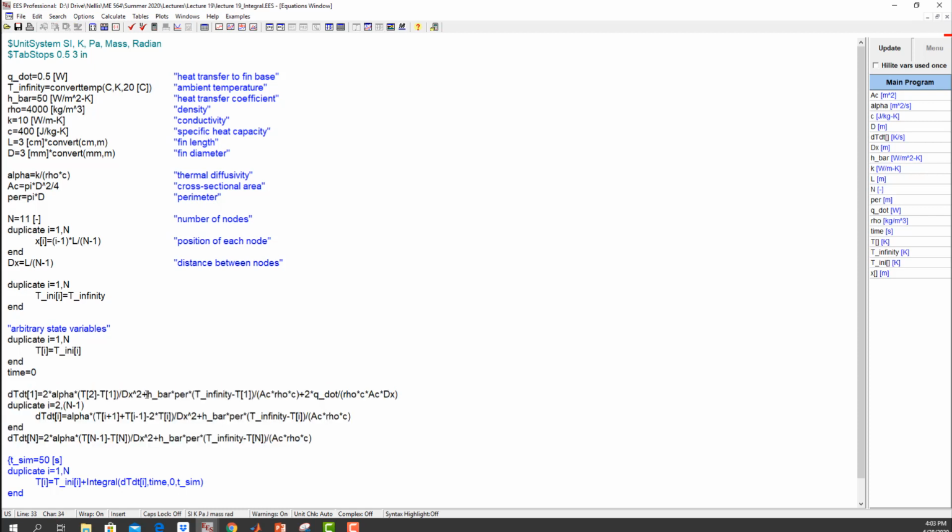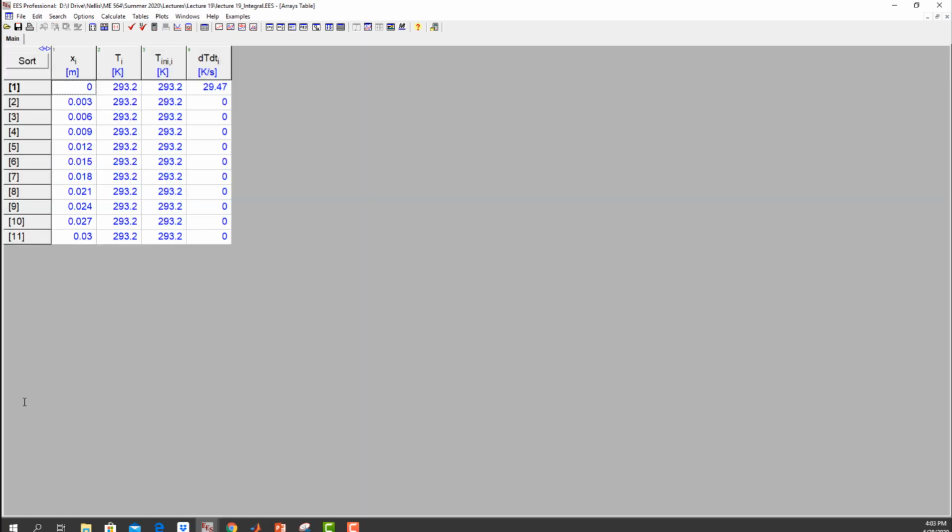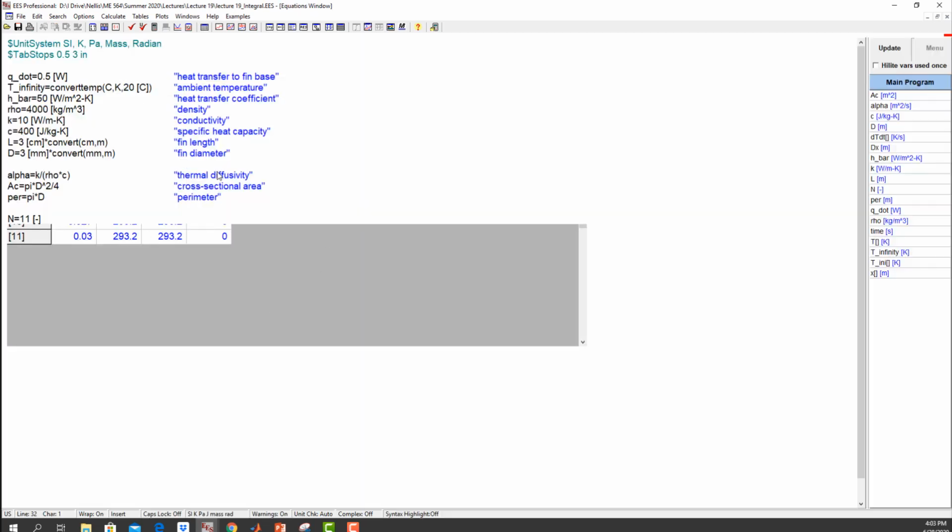And as I said previously, these are state equations that are simple, but what's nice about this is any set of equations can be used as long as at the end of it you end up with d temperature d time. So we can look at these and we can check the units, we can make sure it all makes sense and everything like that.